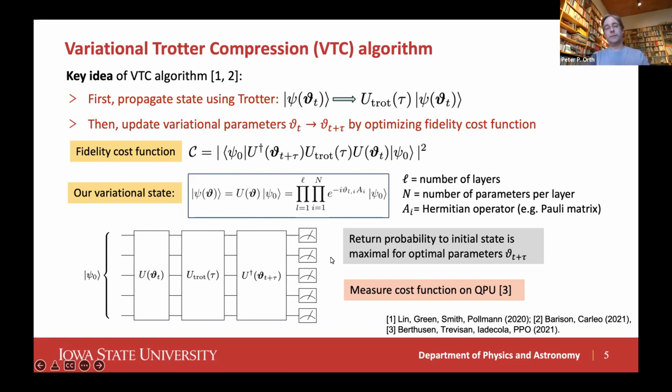And this cost function has a very easy interpretation. It's just a return probability to the initial state, and it is maximal for the optimal parameters theta t plus tau. So this can be measured on the QPU without any ancillary overheads. You just have to look whether you come back to the right bin if you start, let's say, from a certain product state, say all zeros here.